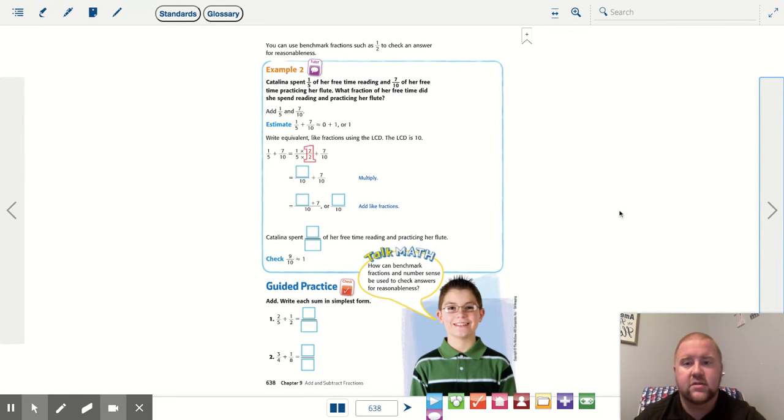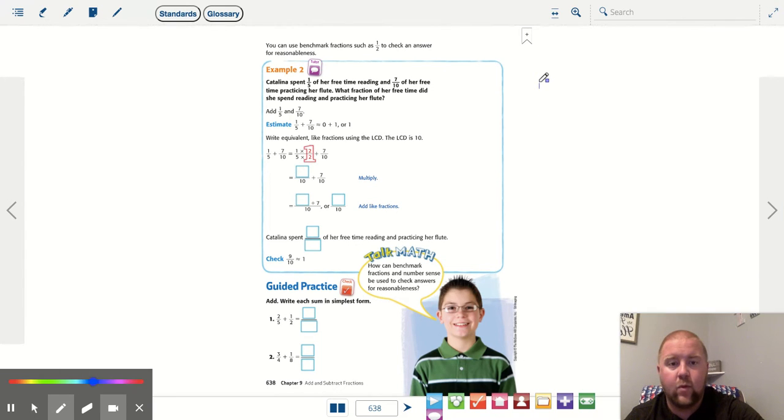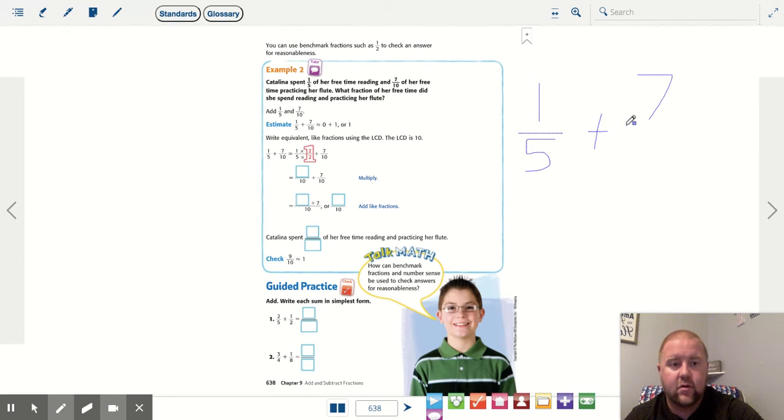Okay, so it says, Catalina spent 1/5 of her free time reading and 7/10 of her free time practicing the flute. What fraction of her free time did she spend reading and practicing the flute? So again, we have 1/5 and we're adding 7/10.